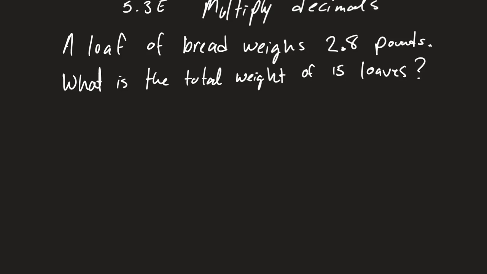All right, guys, so now we're looking at 5.3e, which is multiplying decimals. In multiplying decimals, we multiply just how we normally would, but we include the decimal and we count how many jumps we have in the decimal. So it says a loaf of bread weighs 2.8 pounds. What is the total weight of 15 loaves? So I would just take 2.8 and multiply that times 15.